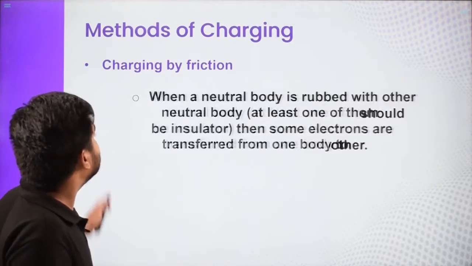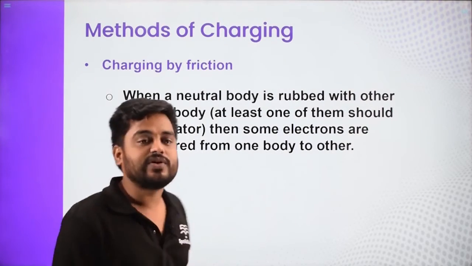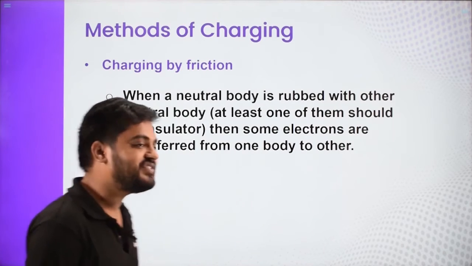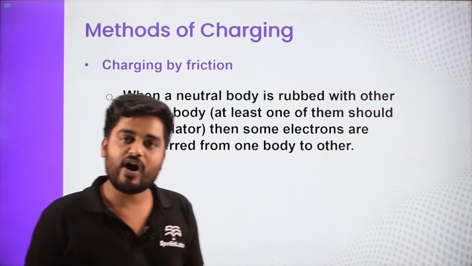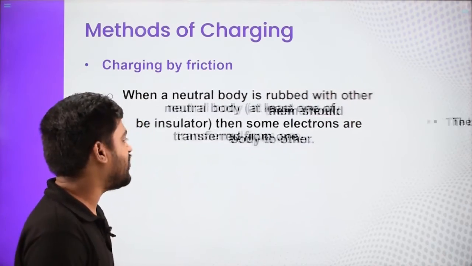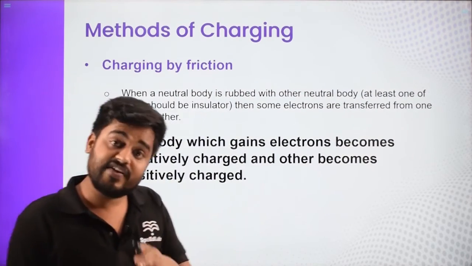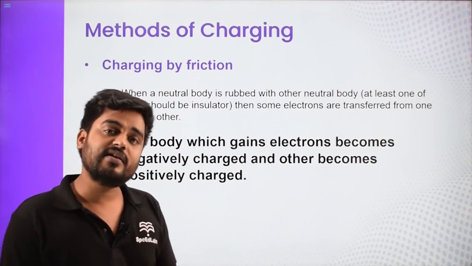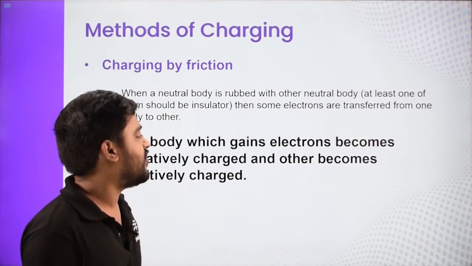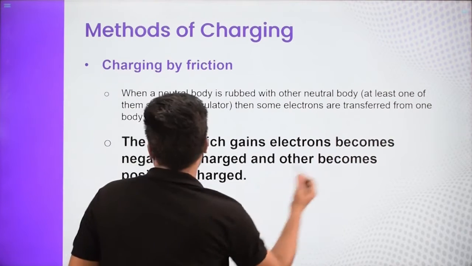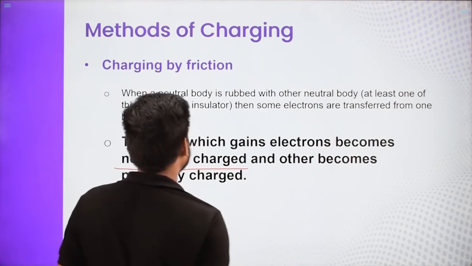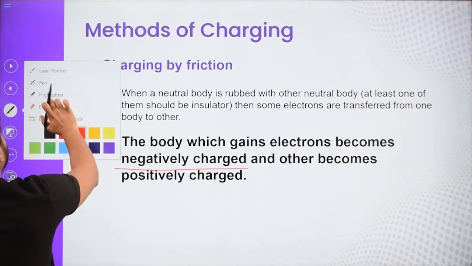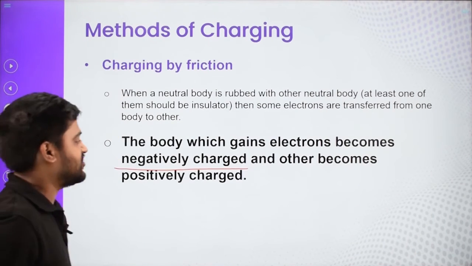The first is charging by friction. Whenever you rub a neutral body against another neutral body, there is a transfer of electrons. The body which gives out the electrons becomes positively charged, while the other body which gains the electrons becomes negatively charged because there are excess electrons.